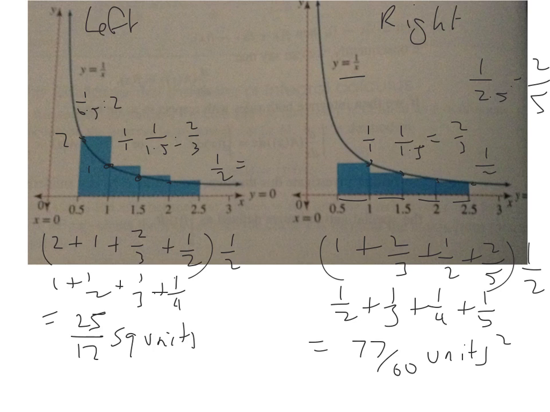Just to recap, for the left endpoint, the left side of the first column touches the function, and for the right endpoint, the right side of the first column touches the function. We're always given a width, a half in this case, and to find the height, we just substitute into our function. In this case, it's 1 over x.